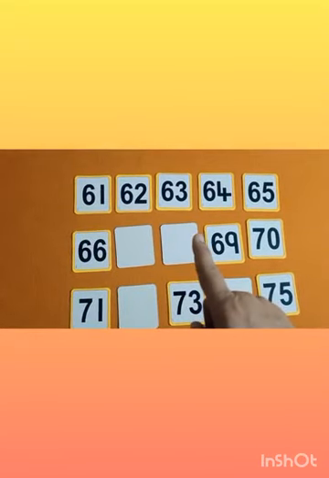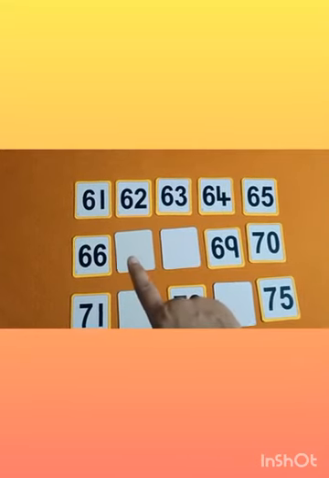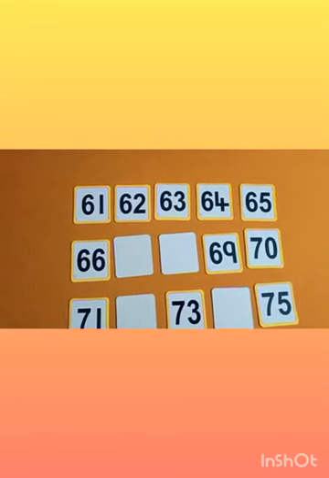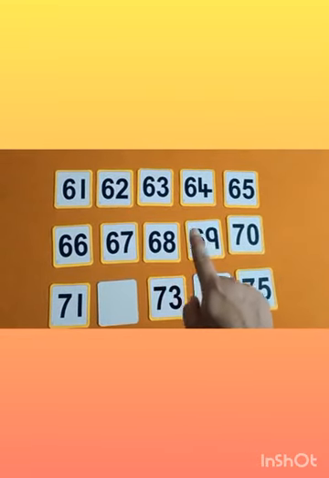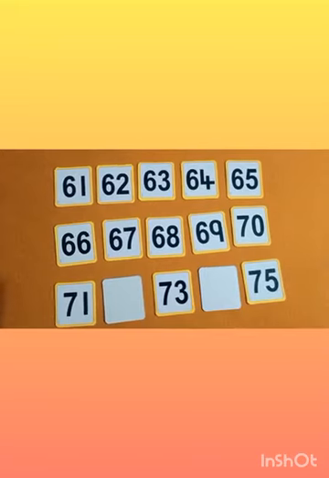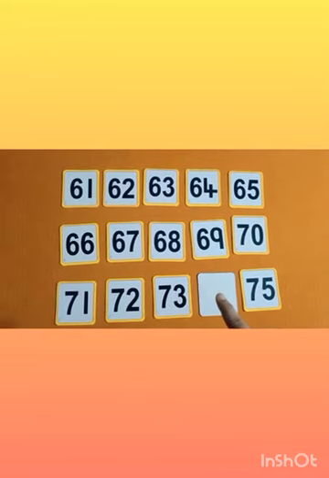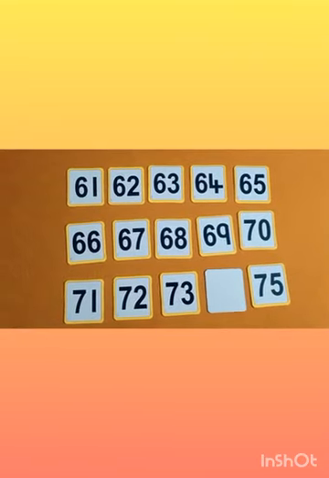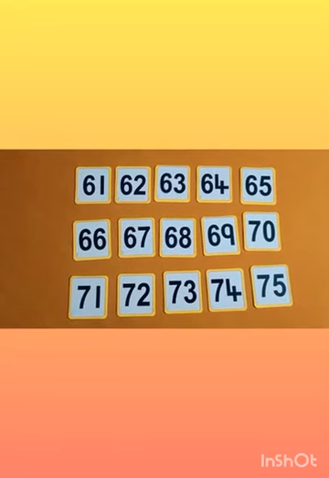And then two numbers are missing. Let me see which numbers are missing. 66, then what comes? Correct. 67 and then 68. So 67 and 68 are missing. So let's find out. Here they are. 67, 68, 69, 70, 71. And what is missing? Correct. 72. 72, 73 and then 74 is missing. So let's see 74 and then it is 75. So we have to find out where is 74. I will show you. Here it is 74 and then 75.